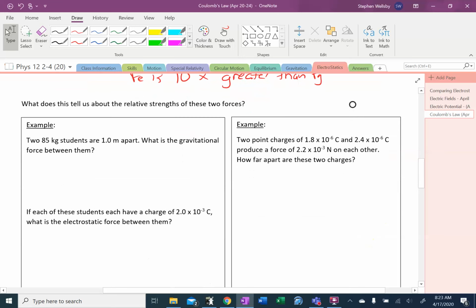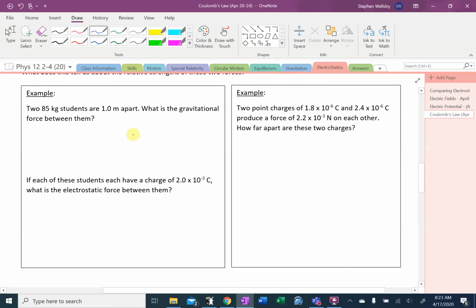So the first question is we're going to make a quick comparison to gravity. If we have two students that are 1 meter apart, and then we give them some charge. So with this question here, this is to do with gravity, this first one here. The second one here on the bottom, they have a charge of 2 millicoulombs each. What's the force between them? And this third question here, 2-point charges are producing a force. What's the distance between these two?